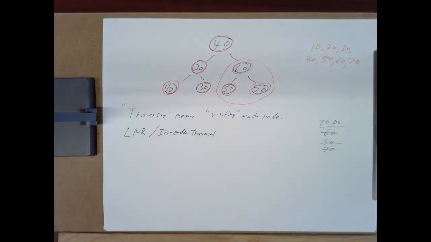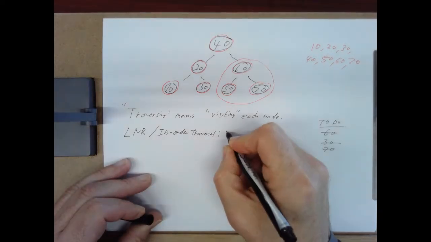Now that's confusing, kind of awkward. But if we do this left node right traversal, what we end up doing is visiting our nodes in increasing order, assuming it's a binary search tree. We'll get our data out in order. So it comes out like this.